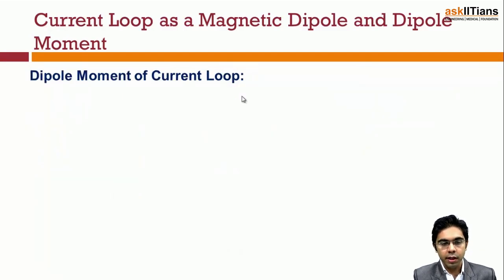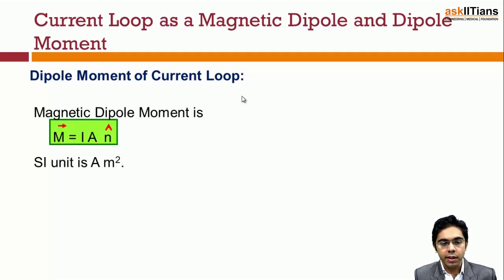Okay, let's proceed. The dipole moment of the current loop. Now the dipole moment of the current loop is the magnetic moment. This we have seen in the last part. This is the symbol which denotes the dipole moment. This dipole moment is I into A, that is the current flowing in the loop into the area of the loop. This is what exactly it means. So we have seen that.